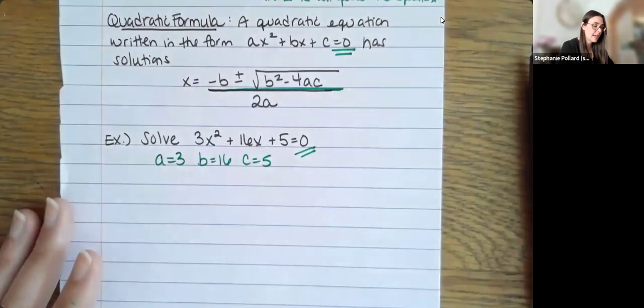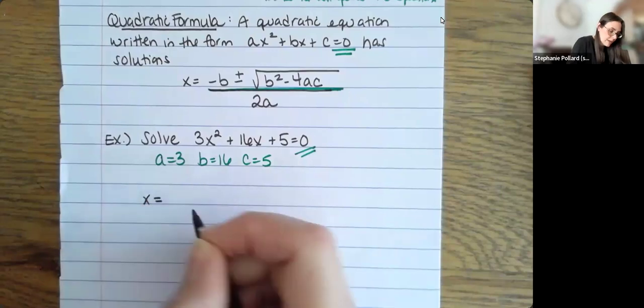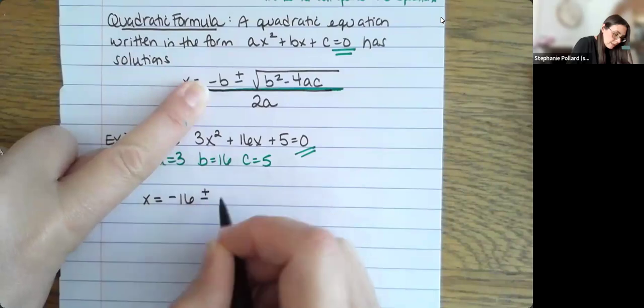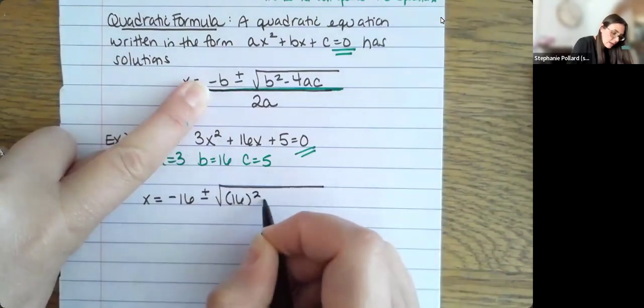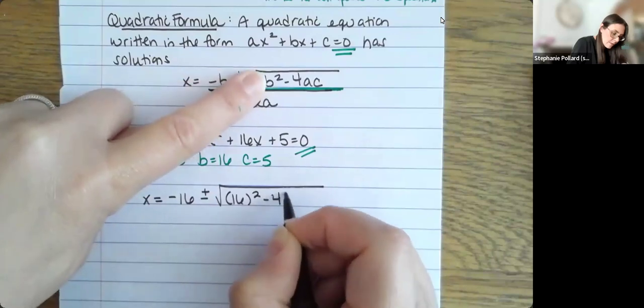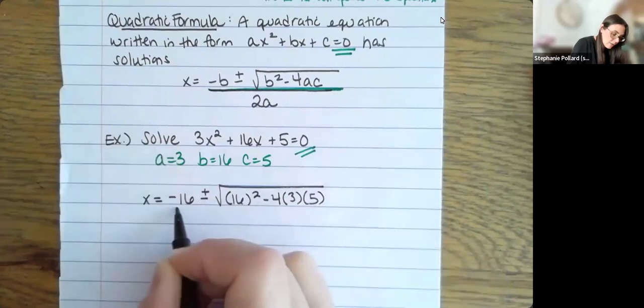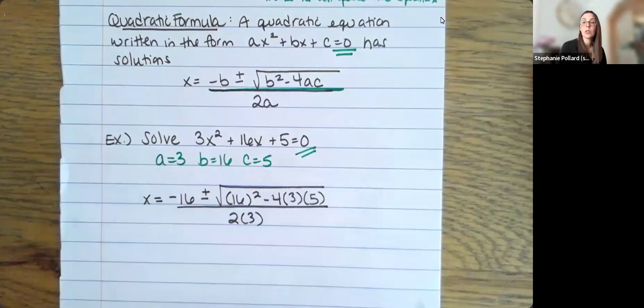So what I'm going to do is take my formula and just plug them in. I have a negative here. The B is 16, plus or minus. My B is 16. I'm going to square it, minus the 4. My A is 3, and my C is 5. And then the denominator, I have 2 times A. So for myself, I'm not going to do any work first. I'm just going to plug everything in so I can see where it all goes.